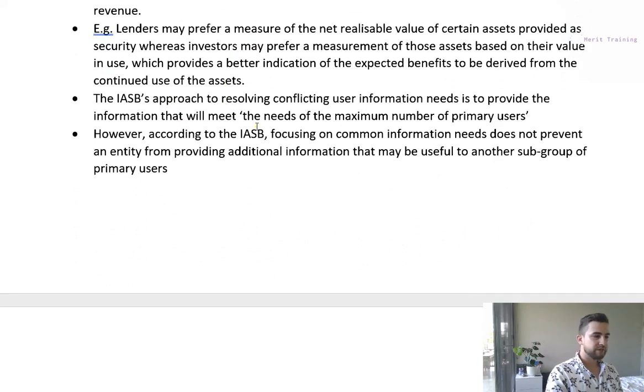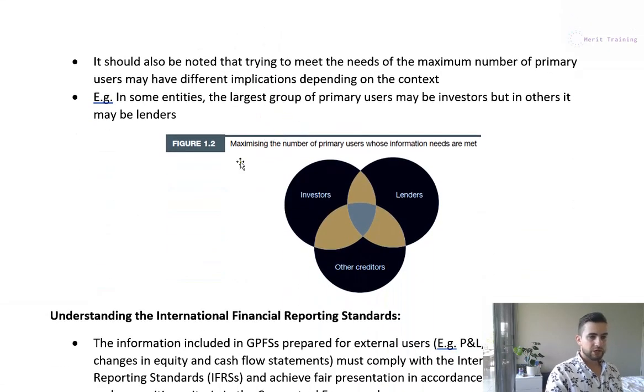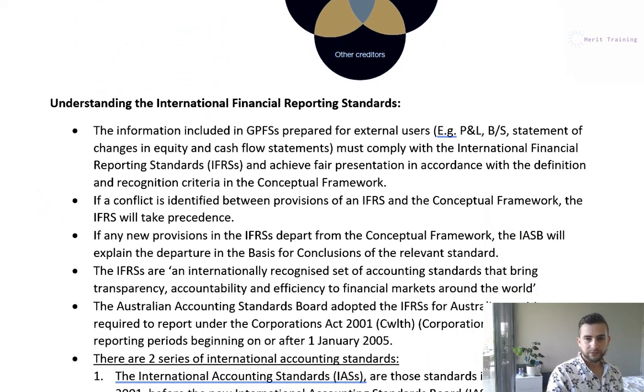However, according to the IASB, focusing on common information needs does not prevent an entity from providing additional information that may be useful to another subgroup of primary users. It should be noted that trying to meet the needs of the maximum number of primary users may have different implications depending on the context. For example, in some entities, the largest group of primary users may be investors, but in others, it may be lenders. So next we're going to talk about IFRS, or International Financial Reporting Standards.